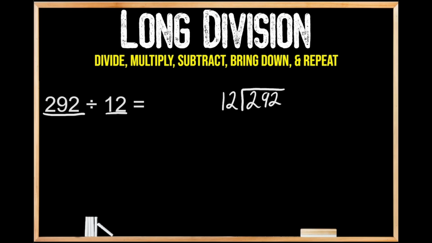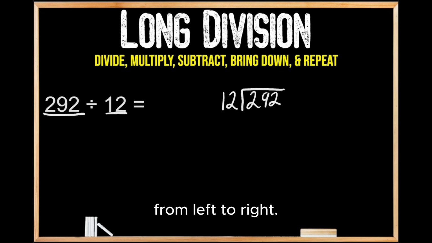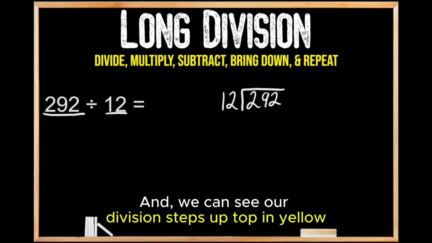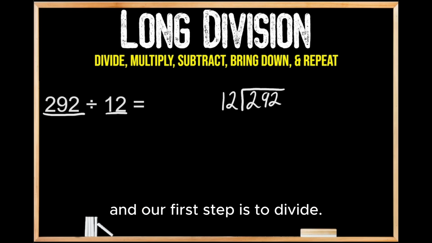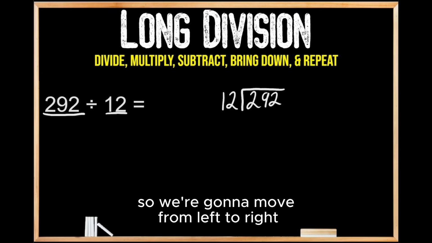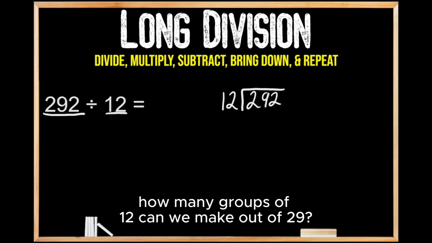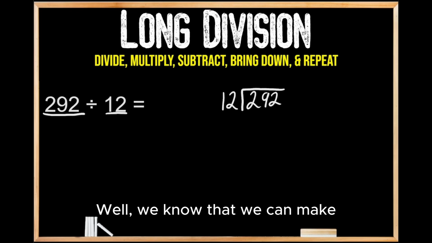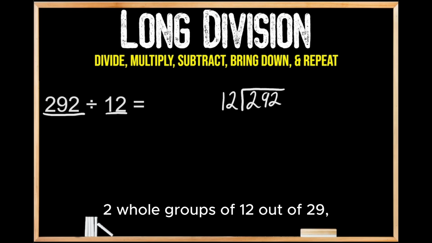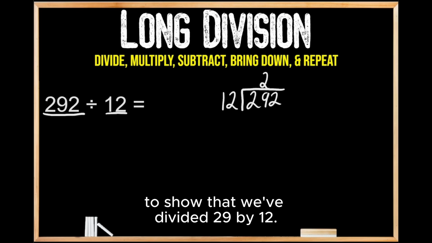Now that we've set up this division problem, we can start working through the division steps from left to right. We can see our division steps up top in yellow, and our first step is to divide. We can't make a group of 12 out of 2, so we move from left to right, and now we think, how many groups of 12 can we make out of 29? We can make 2 whole groups of 12 out of 29, so we write a 2 above the 9 to show that we've divided 29 by 12.